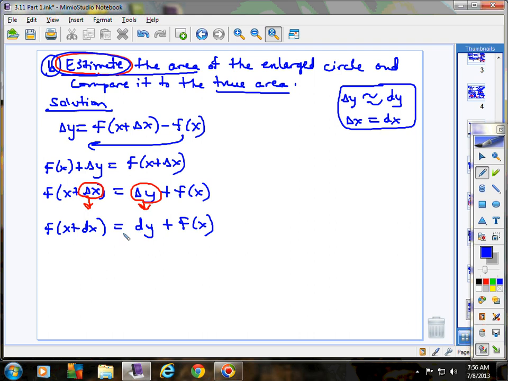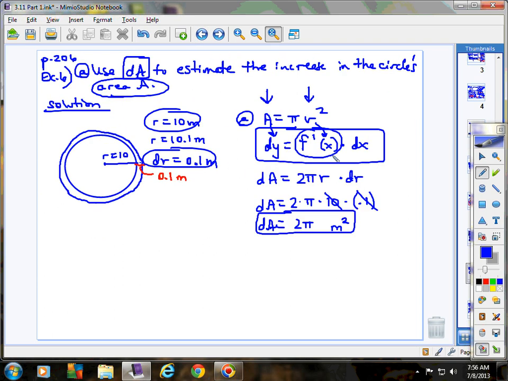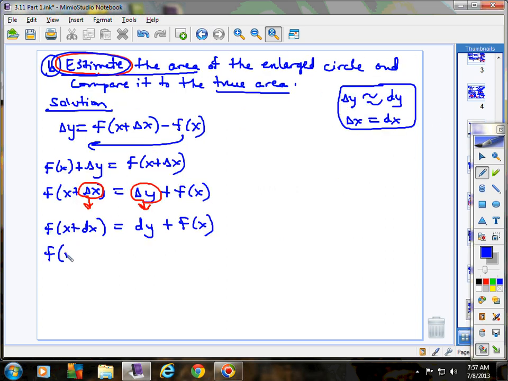Alright, now one more change, then we'll put our values in. We don't have an x in our problem, we have an r. Remember here, instead of x, I said we're going to use r. Instead of a y, we're going to use an A. I don't know that we have any of those, but let's make our x's r for radius. Here's a y, so that's going to be a dA plus f of what? R, right? So radius is our x.